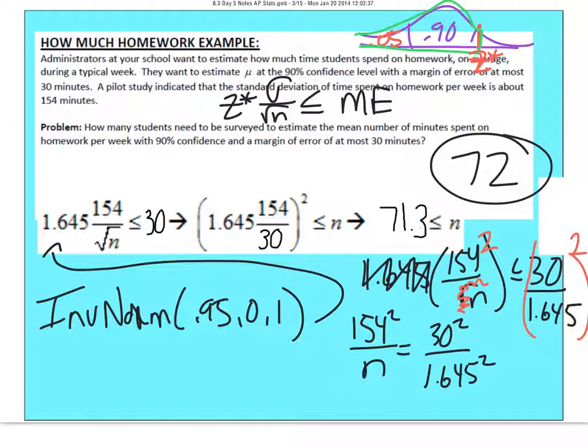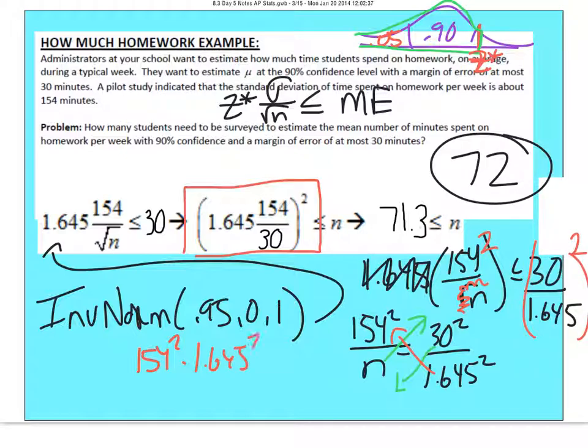Now I can just cross multiply. I can bring this n up over here. I can bring the 30 squared down, and then I'm going to bring this guy up. And when we do that, what's going to happen is we will actually end up getting this same equation here that they have. So when I rewrite it, it's going to look like 154 squared times 1.645 squared over the 30 squared is equal to n. Again, this is the same thing that they have. So we're going to get the answer as being at least 72 people.